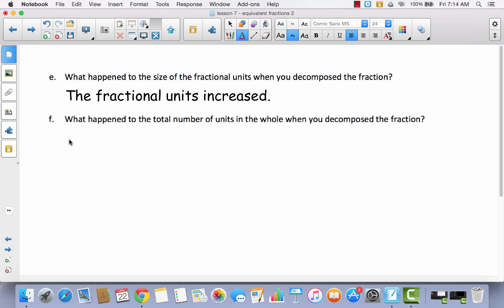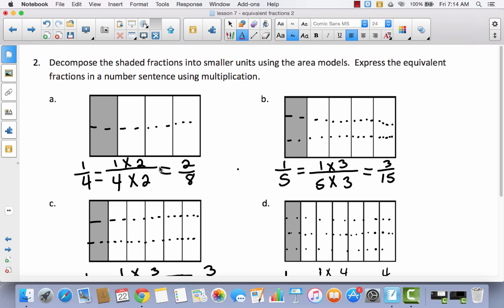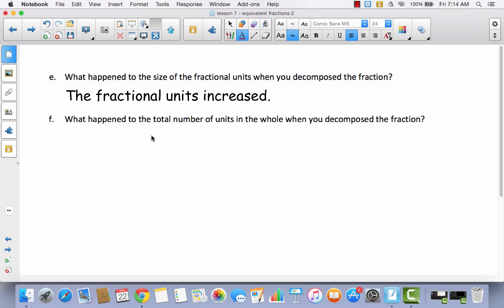What happened to the total number of units in the whole when you decompose the fraction? Well, the numerator and the denominator increased every single time. So it's going to be the same answer here. The total number of units increased too.